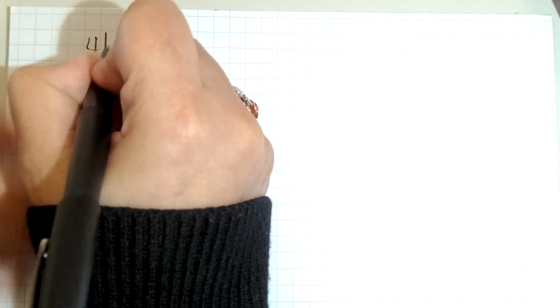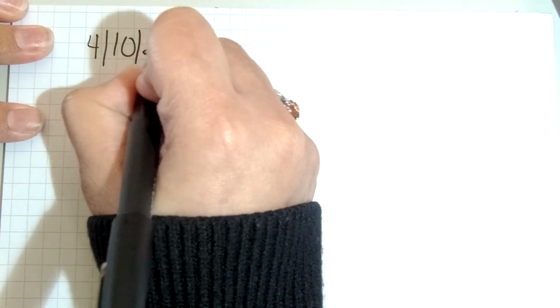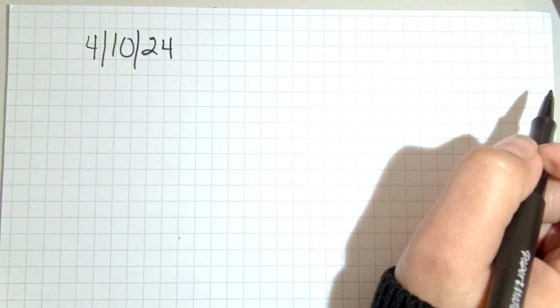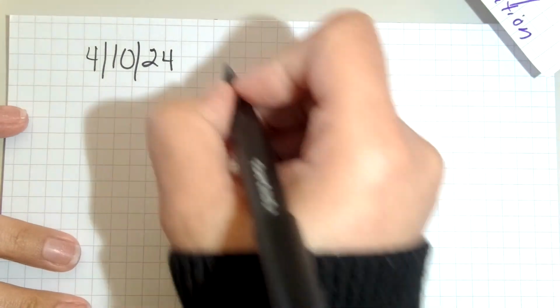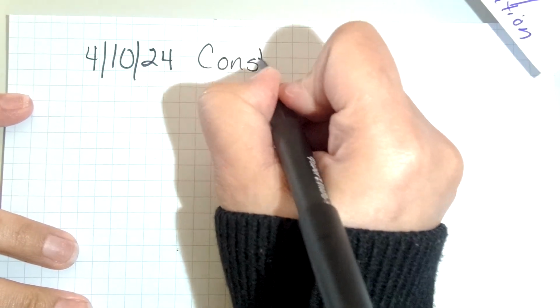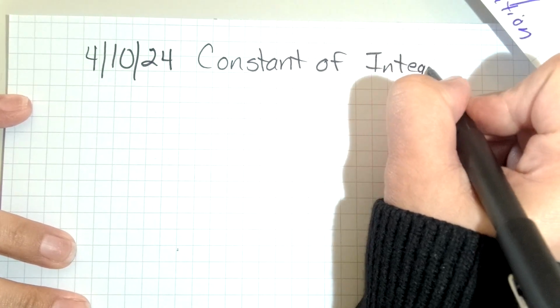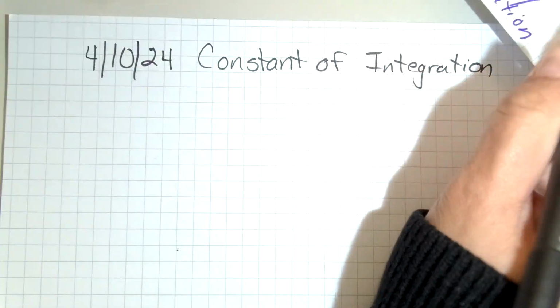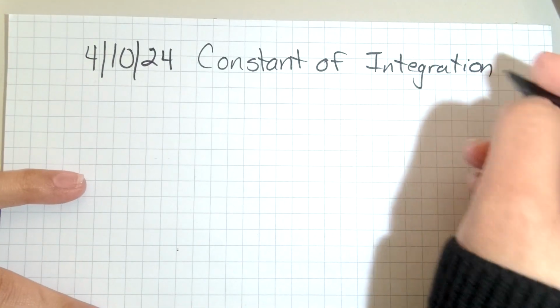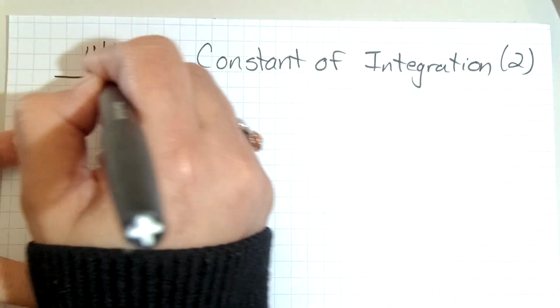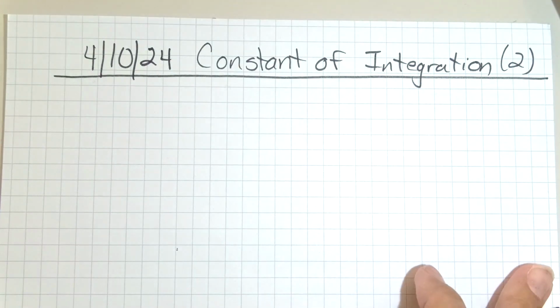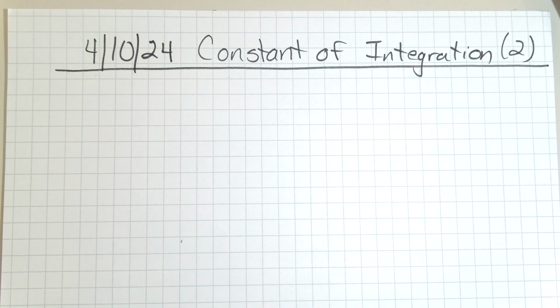Okay. All right, so today is the 10th. We are going to be working on the constant of integration. This is level 2, okay? Remember that level 2 has to do with only positive exponents, no negative exponents. Level 3 is negative exponents.